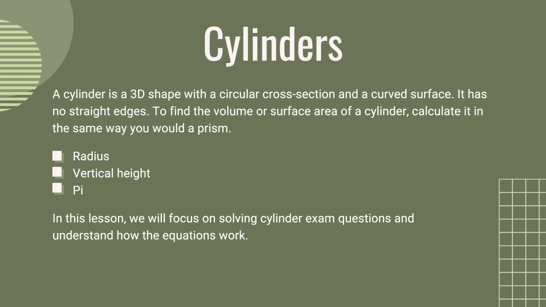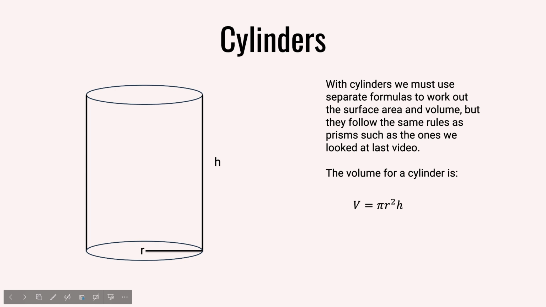To find the volume or surface area of a cylinder, calculate the same way as you would with a prism, using an equation for surface area and an equation for volume. In this lesson, we will focus on solving cylinder exam questions and understand how the equations work. With cylinders, we must use separate formulas to work out the surface area and the volume, but they follow the same rules as prisms, such as the ones we looked at in our last video, and I'll leave a link at the top of the screen here.